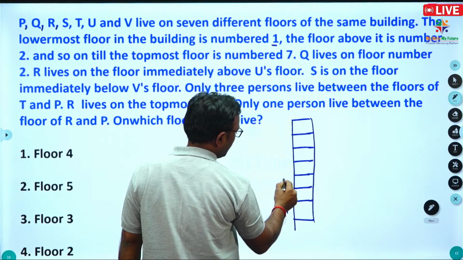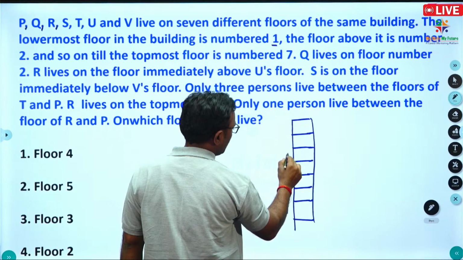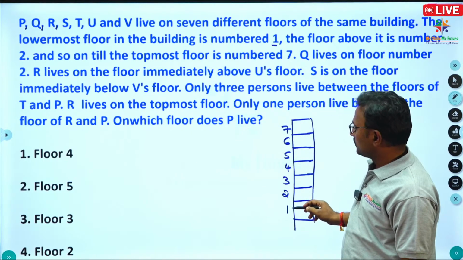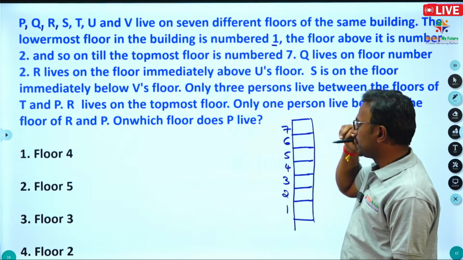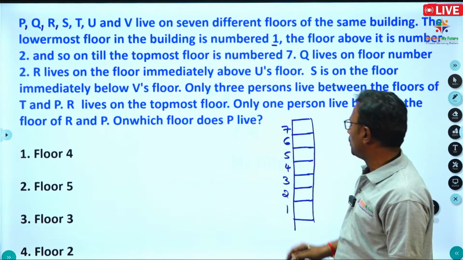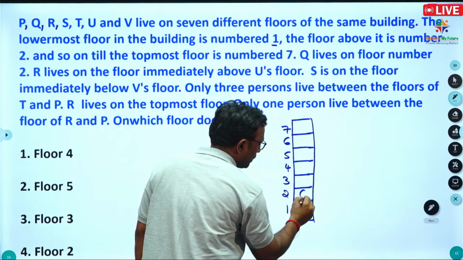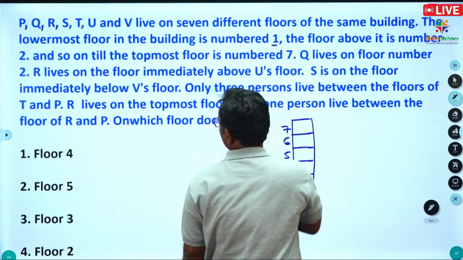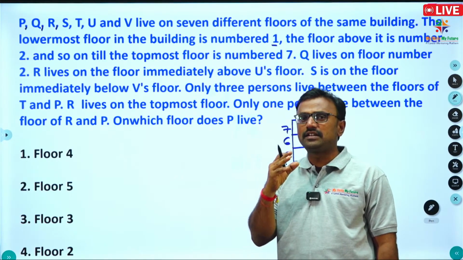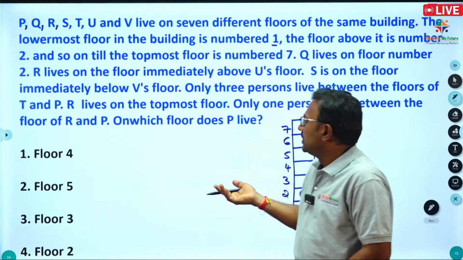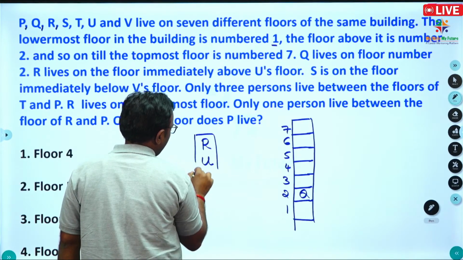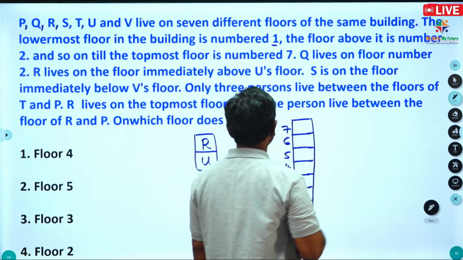So 1, 3, 4, 5, 6, 7. Okay, right. So first floor, second, third, fourth, 5, and so on. The topmost floor is numbered as 7. Q lives on floor number 2. So directly the information about Q is given. R lives on the floor immediately above U's floor. Where is U's floor? There is no information about U's floor. Just write like this: R lies immediately above U's floor.